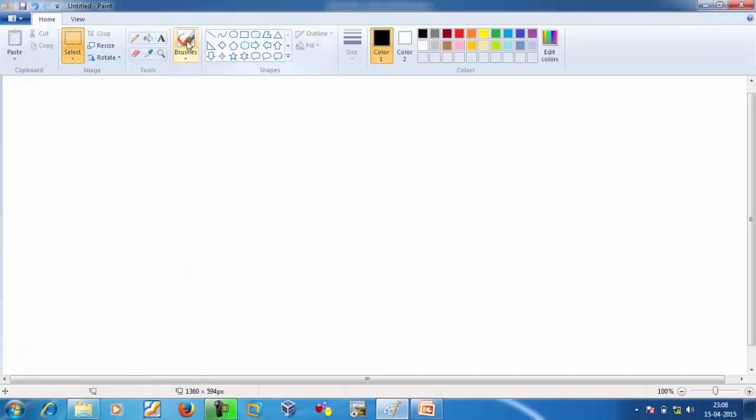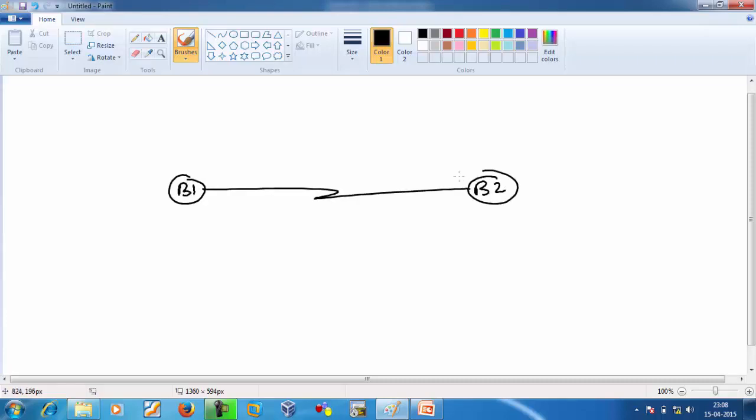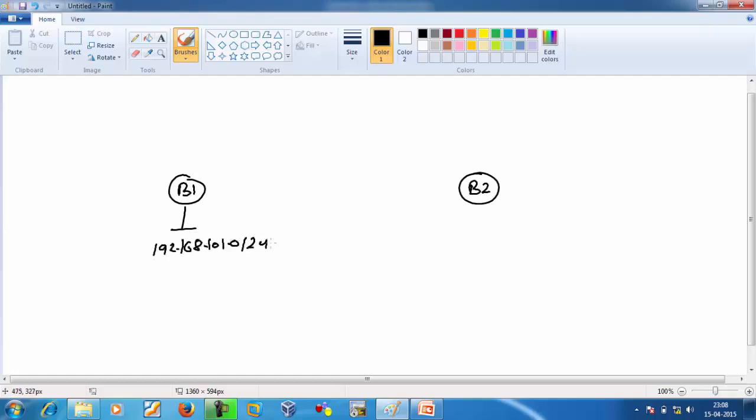Please have patience here. Assume we have two branches, branch 1 and branch 2. Branch 1 has a LAN, for example 192.168.101.0/24, and here 192.168.102.0/24. Now what we want is that the branch 1 LAN should be able to communicate with the branch 2 LAN, and the branch 2 LAN should be able to communicate with the branch 1 LAN.